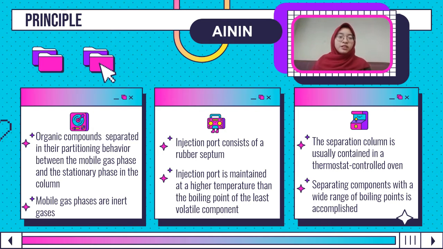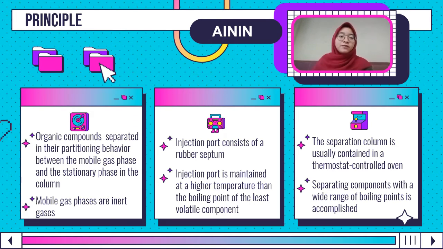Another principle of gas chromatography is the injection part, which consists of a rubber septum in which a syringe needle is inserted to inject the sample. The injection part is also maintained at a higher temperature than the boiling point of the least volatile component in the sample mixture.